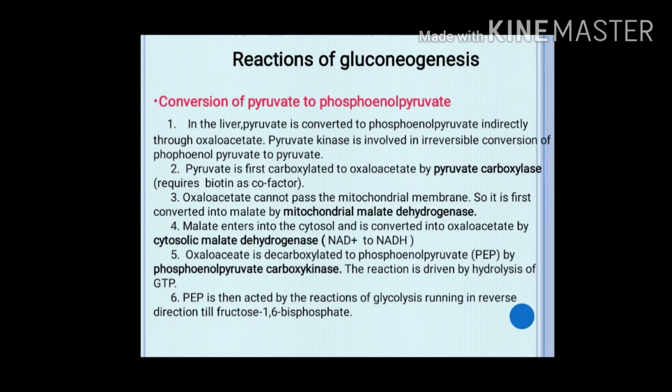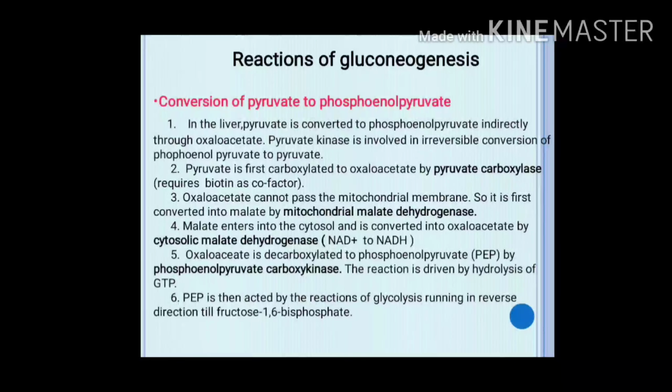So in the liver, pyruvate is converted to phosphoenol pyruvate indirectly through oxaloacetate. So the pyruvate kinase is involved in irreversible conversion of phosphoenol pyruvate to pyruvate. Now, how is this achieved? Pyruvate is first carboxylated to oxaloacetate by pyruvate carboxylase, and this requires the cofactor biotin, that is vitamin H. So pyruvate is converted into oxaloacetate, but the problem with oxaloacetate is that oxaloacetate cannot pass the mitochondrial membrane.